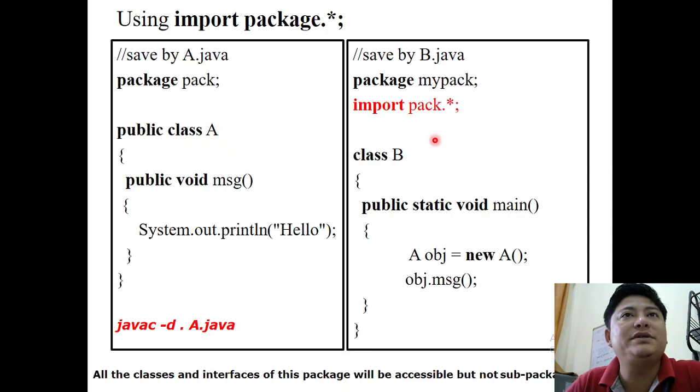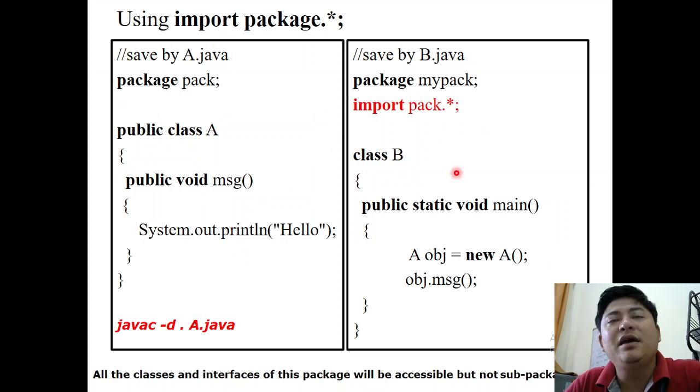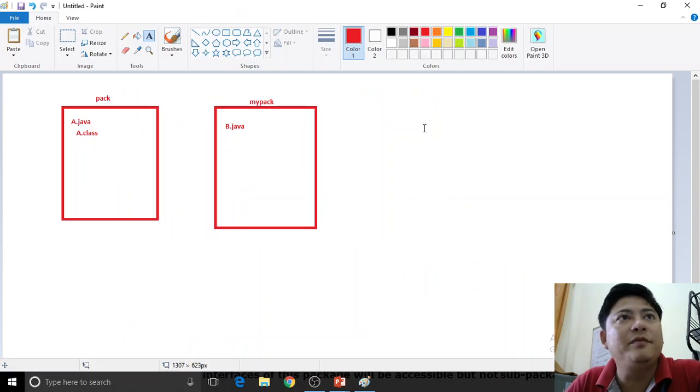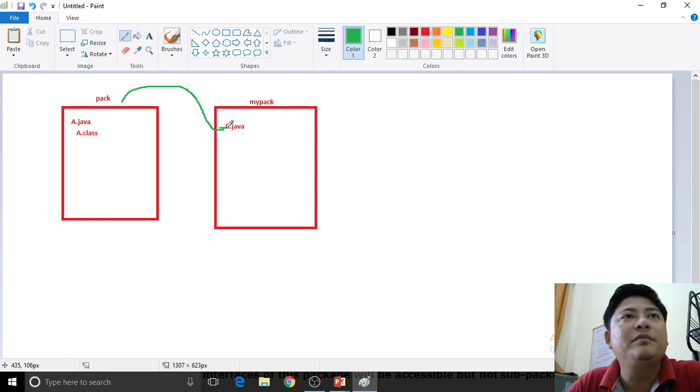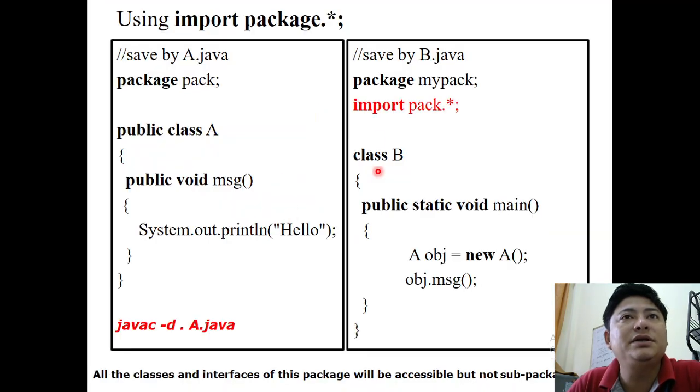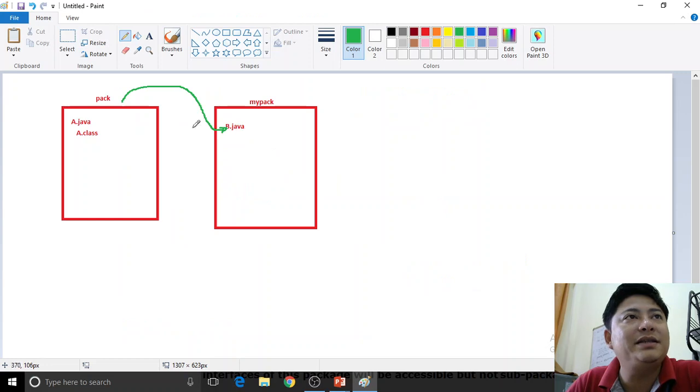So what is the code inside b.java? It's this. While writing the code of b.java, you have imported pack. What is pack? Pack is this, so you have imported this into this program. You can see import pack.*. Since you have imported it, you can use the a class.